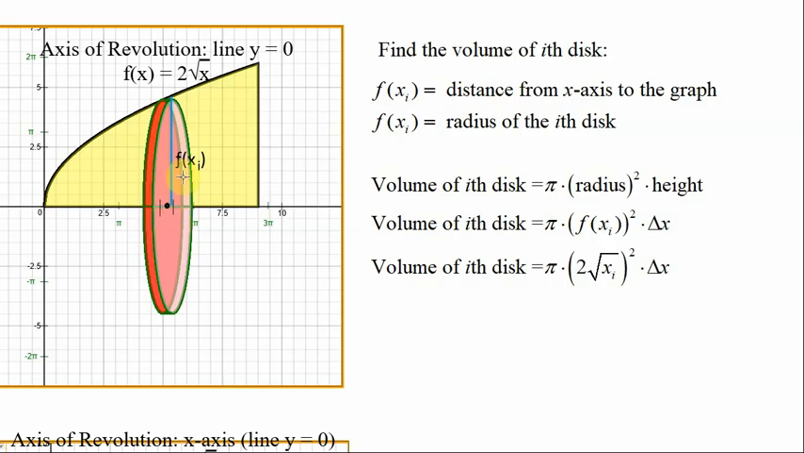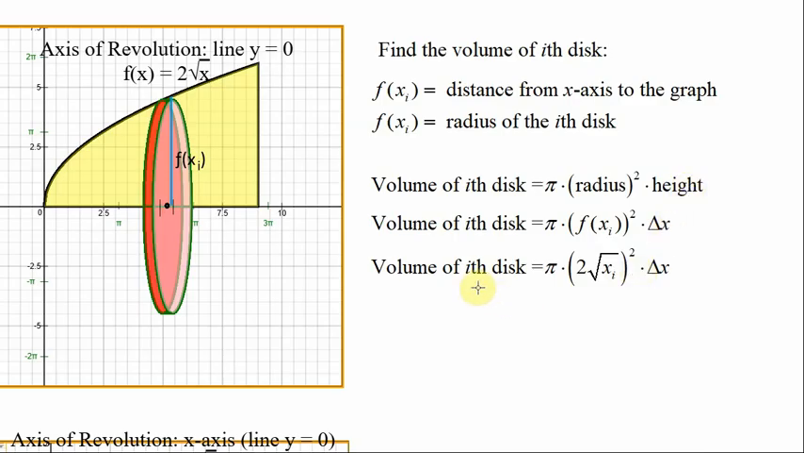But notice that f of x sub i is also the radius of this ith disk. The volume of this ith disk, or ith cylinder, is pi times the radius squared times the height. The radius of this cylinder is f of x sub i, squared. And the height of this cylinder would be the thickness of the cylinder, which we call delta x.